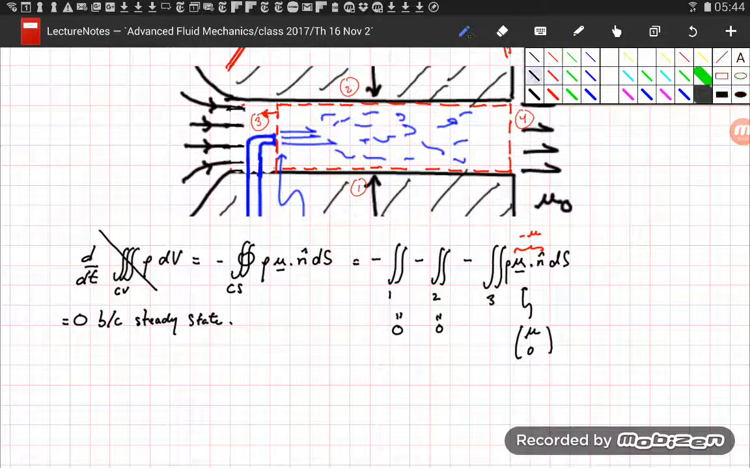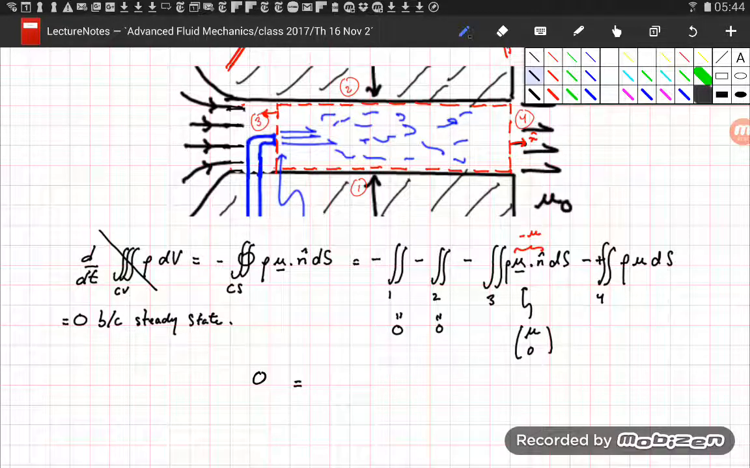And then the integral on the outlet. In the outlet again we have velocity u in the x direction, and our normal vector is now pointing in the plus x direction, so this will just be u, so rho u dS.